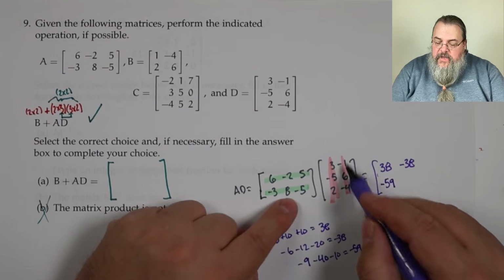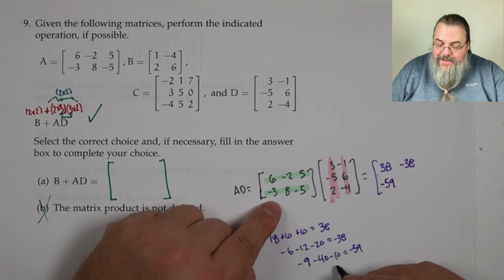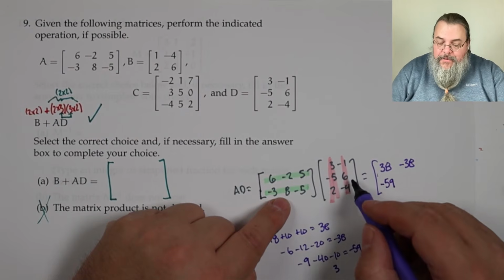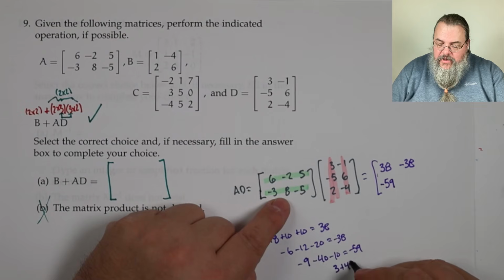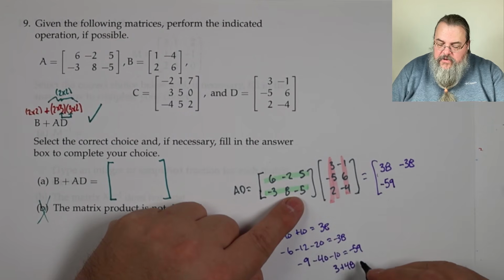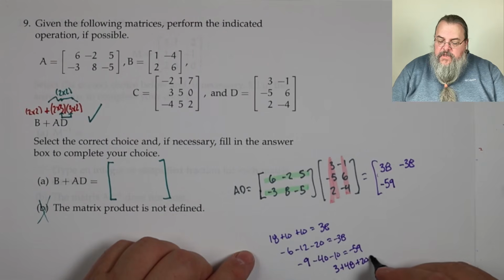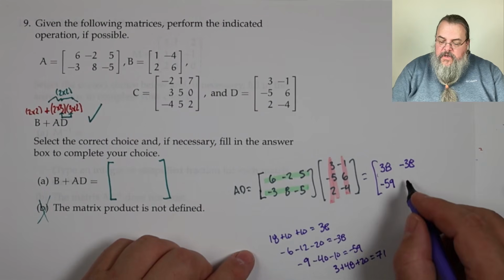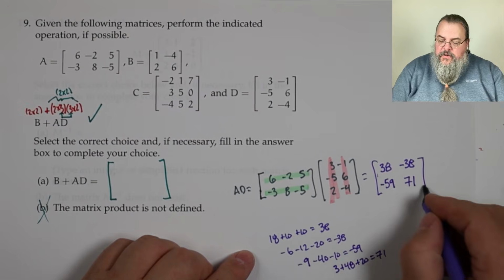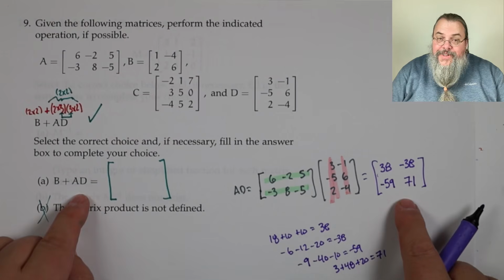All right, second row, second column. We're almost there. Minus 3 times minus 1, plus 3. 6 times 8, 48. And minus 5 times minus 4 is a 20. Okay, 3 plus 48 is 51, plus 20 makes 71. And there we go. Good. Is that our answer? No, that's our AD.